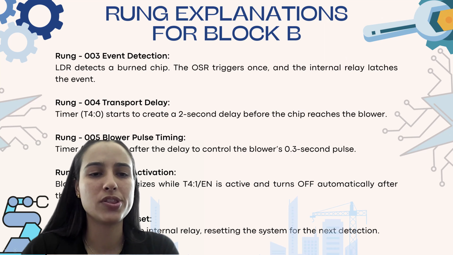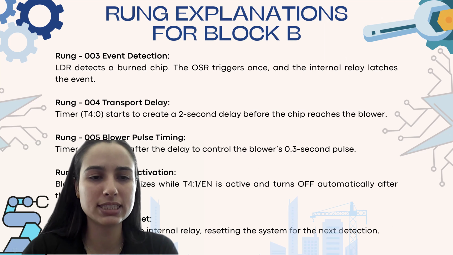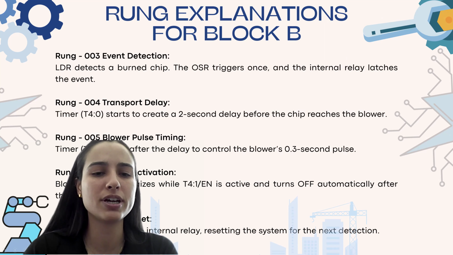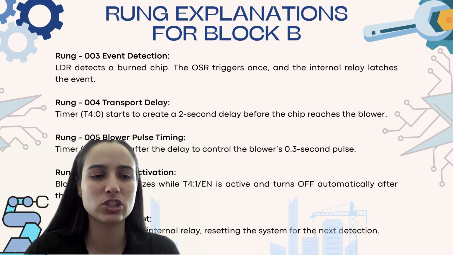So I continue with rung 006, which is where it's actually energized. EN means energized. It is activated and turns off automatically after the pulse. Rung 007, event reset. This is where the latch is unlatched.